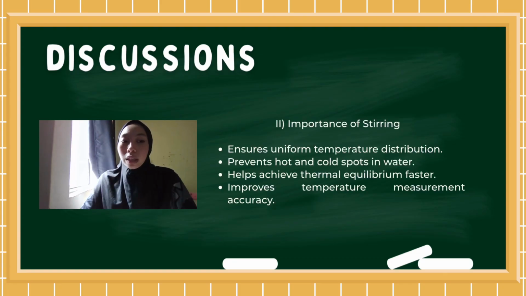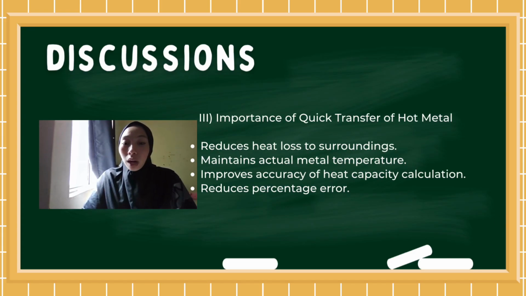For the second question, the importance of stirring. First, we need to ensure uniform temperature distribution. Second, we can prevent hot and cold spots in the water. Third, it helps achieve thermal equilibrium faster. And fourth, it improves temperature measurement accuracy. The last discussion is the importance of quick transfer of hot metal. First, we can reduce heat loss to the surroundings, maintain the actual metal temperature, improve the accuracy of heat transfer calculation, and reduce percentage error.